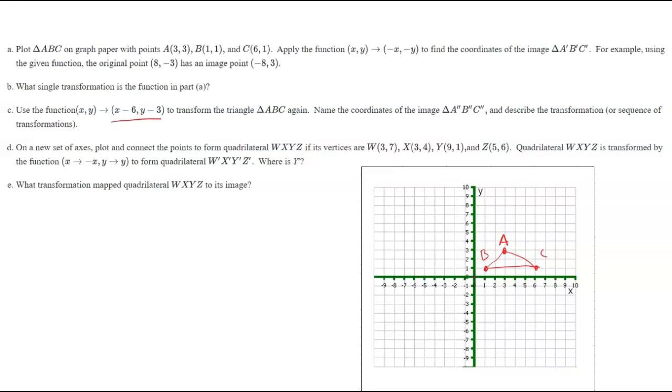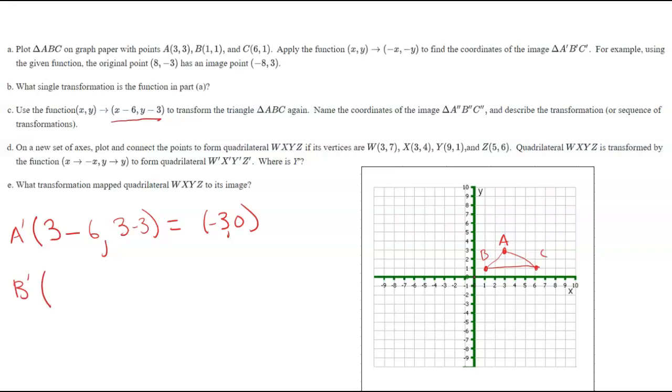Now notice what's happening with this one. So this time I need to take my original X value. So this is for my A prime. And I'm going to subtract 6. And then my original Y value, and it says I'm going to subtract 3. So that means my new point should be negative 3, comma 0.